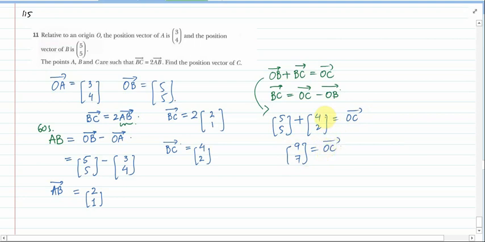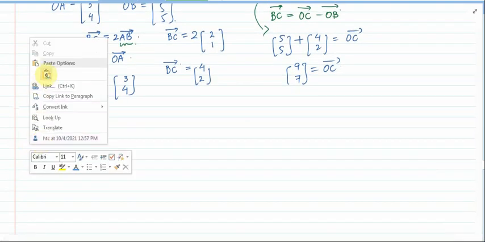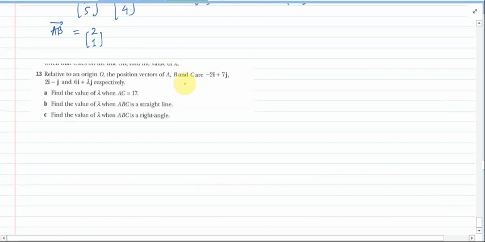vector coordinates for OC. Moving towards the next question, it's question number 13. The question says, with respect to an origin, the position vectors of A, B and C are minus 2i plus 7j, that is your A, B is 2i minus j and C is 6i plus lambda j. Find the value of lambda when the magnitude of AC is equal to 17.